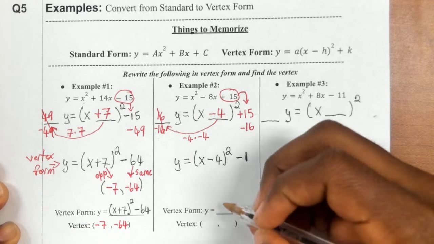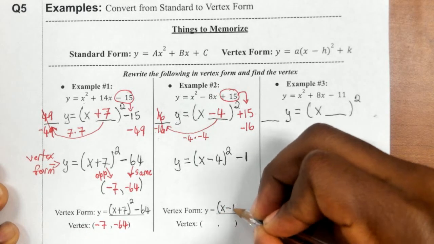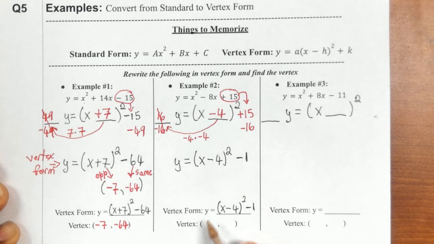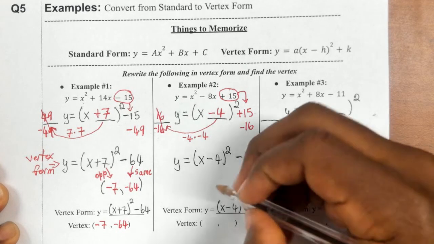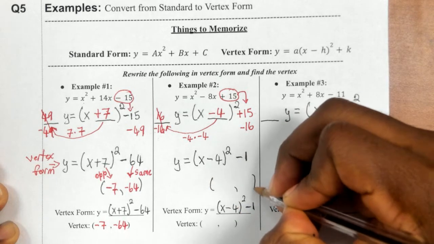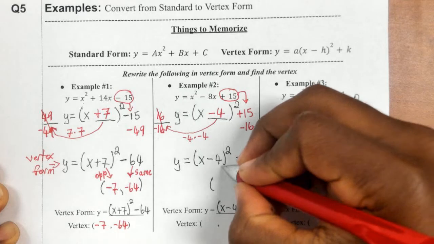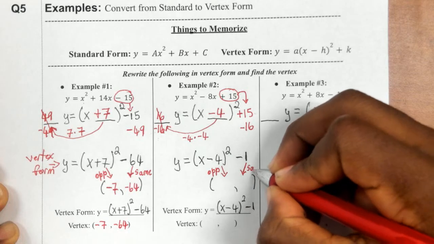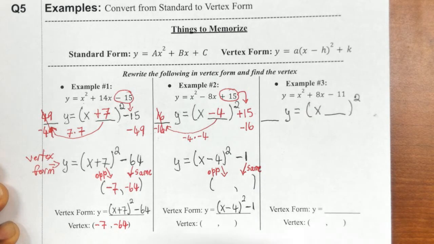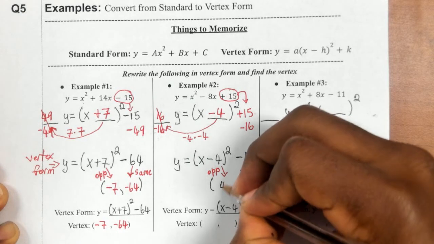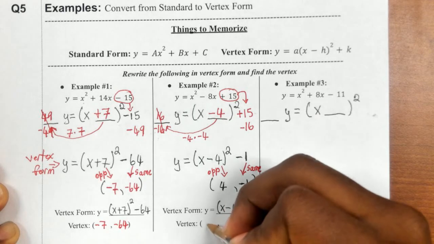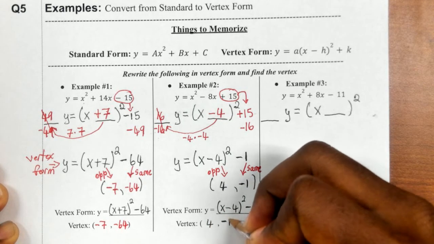So when I type that in, I would write parentheses x minus 4 parentheses squared minus 1. You don't need to type the y because the y is already written for you. Now I need to find the coordinate for that vertex. We know that our vertex is an x and y value. To find the x value, you do the opposite of the number inside of the parentheses, and to find the y value, you do the same as the number on the outside. Opposite of a negative 4 is a positive 4. Same as a negative 1 is a negative 1. So my vertex will be positive 4, negative 1.